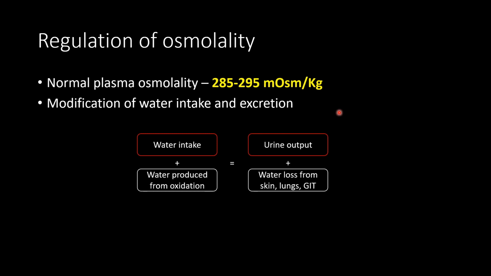So we'll learn how the osmolality is regulated. The normal plasma osmolality is 285 to 295 milliosmol per kg. The modification of water intake and excretion is the main mechanism by which the osmolality is regulated. So think, what are the sources of water intake for the body?